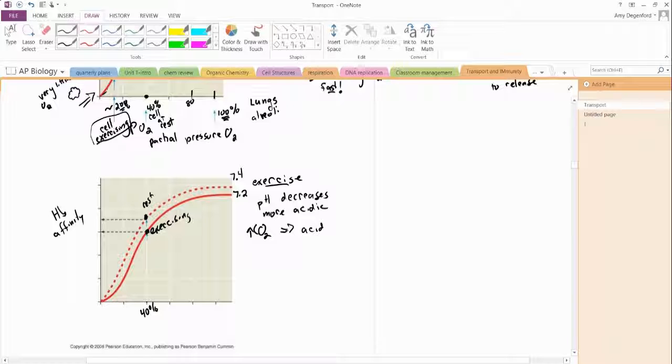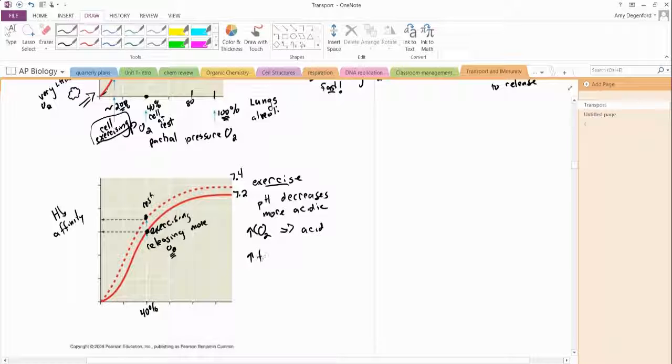Notice it's gone down from 7.4 to 7.2. The hemoglobin's affinity goes down. In practical terms, this means it is releasing more oxygen, which is exactly what we want. Now, up here on the top, we do see a decrease, but it's not as much because of that low slope. But we really see it down here with the tissues. We want that change to happen. We want more oxygen to be released.